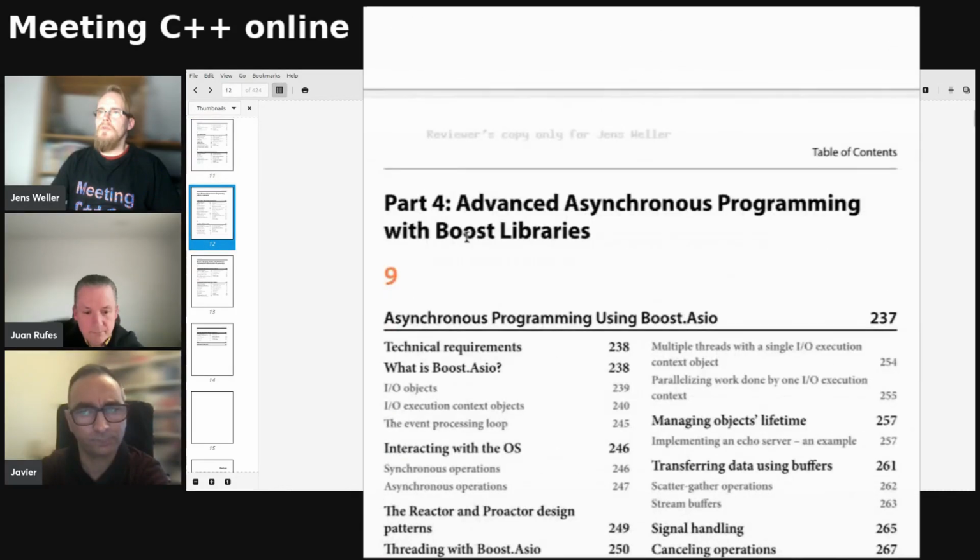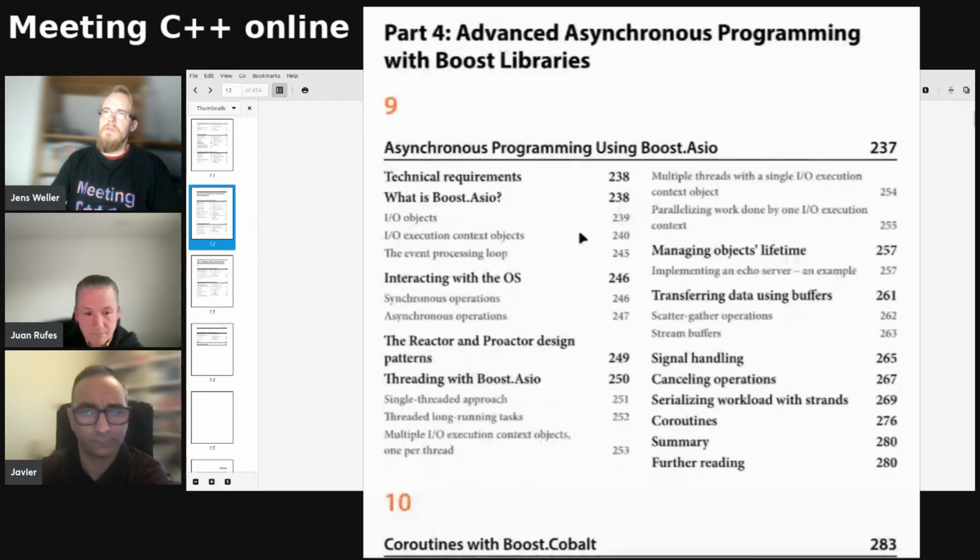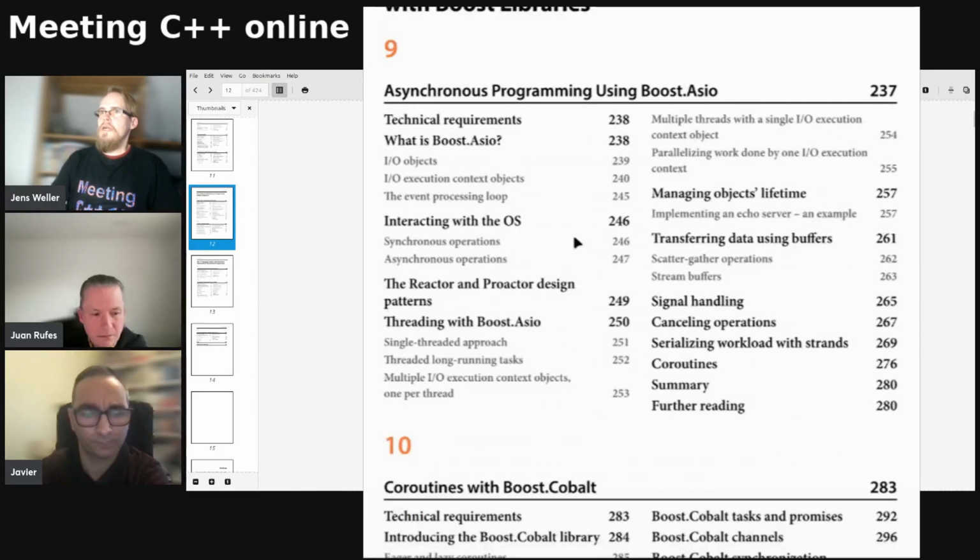Then we go into part 4, which goes into the Boost libraries, because often asynchronous programming is done with libraries instead of a standard. Your book covers two libraries of the Boost selection. Let's start with a chapter on Boost.Asio, which I guess is fairly well known.